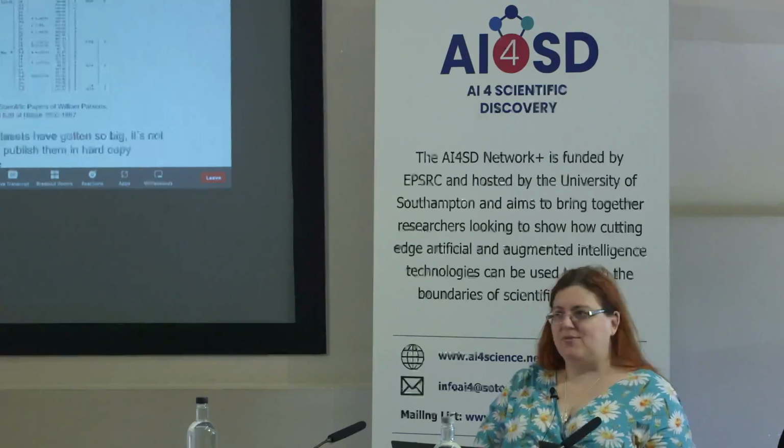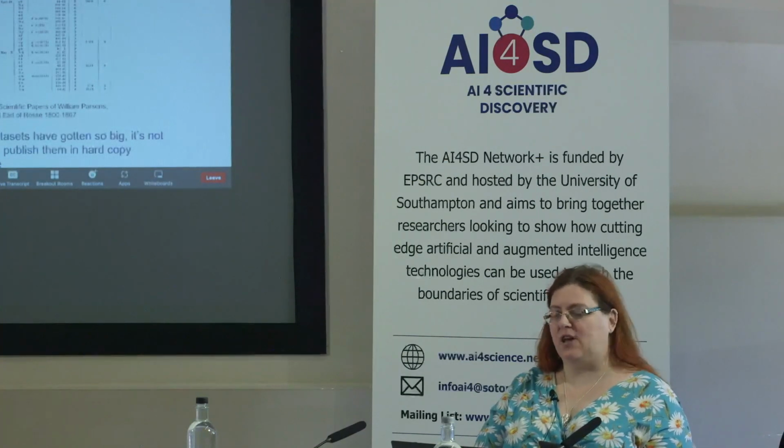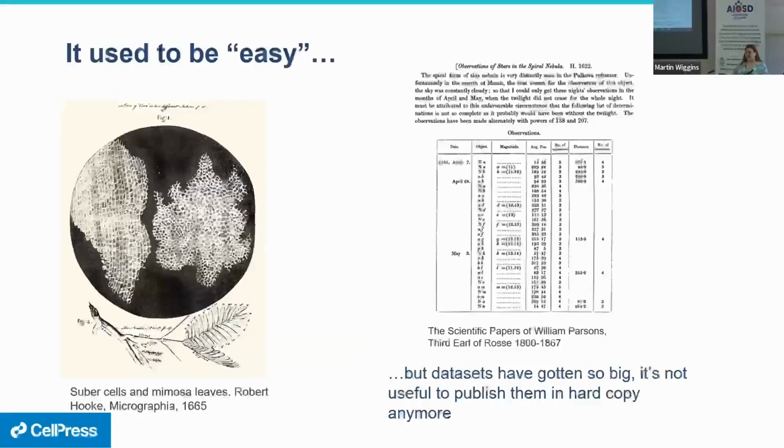Everybody throughout history has struggled with how to communicate data, how to visualize data. And these are some really old examples of sharing research data and visualizing it. In that we've got the suber cells and mimosa leaves from Robert Hooke's Micrographia back in 1665. That's pretty much one of the very first scientific figures there.